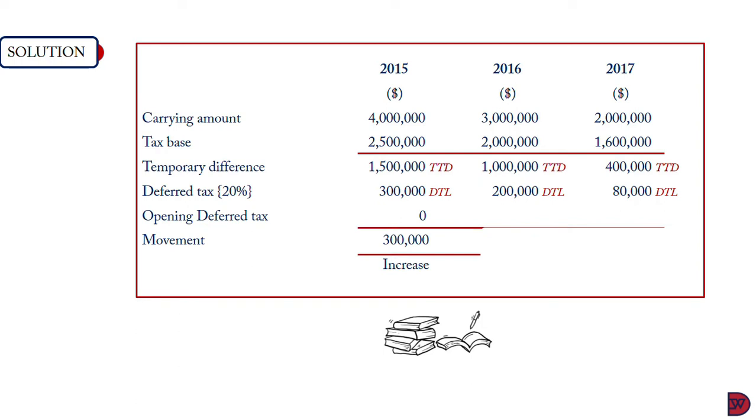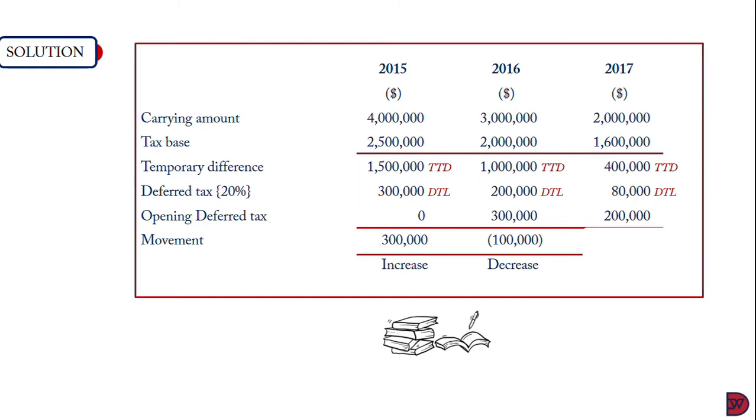When we come to 2016, the deferred tax at the end of 2015 will be the opening for 2016, which will be $300,000. Comparing it to the closing deferred tax, there will be a decrease of $100,000. Now, the opening for 2017 will be the closing for 2016, which is $200,000. Comparing to the deferred tax liability at the end, there will be a decrease of $120,000.